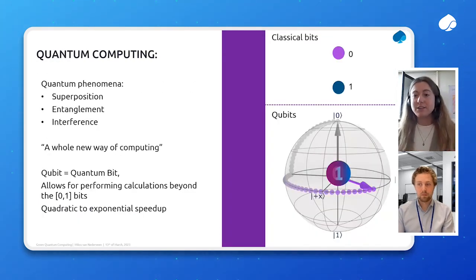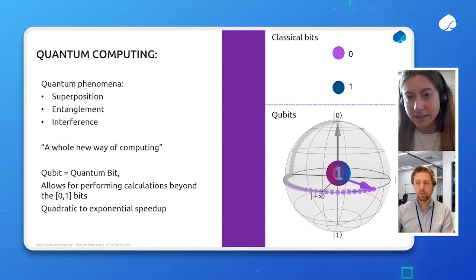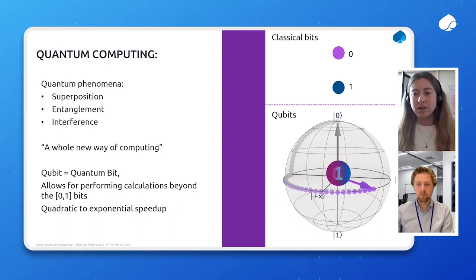So first of all, a little introduction into quantum computing. Quantum computing is based on different quantum phenomena, called superposition, entanglement, and interference. Without getting into too much detail of this, what's important is that classically in a computer you have a 0 and a 1 state, whereas due to this superposition you can have a 0 and a 1 state at the same time, and everything in between those states, which is represented by this sphere here.